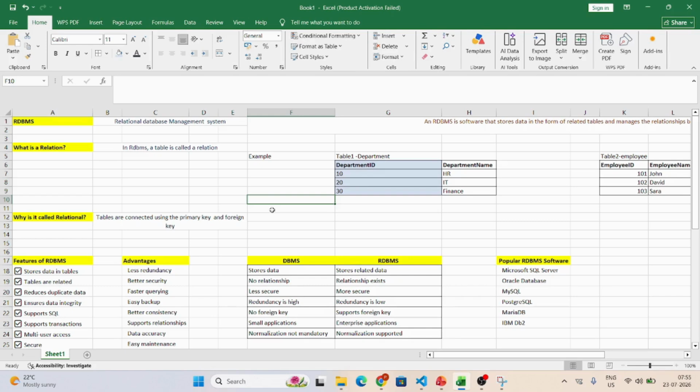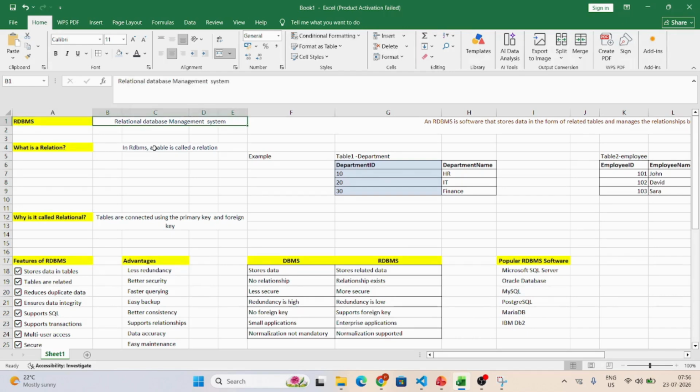Today we will learn about RDBMS. Before understanding RDBMS, remember what DBMS does? DBMS stores data and manages data, with no mandatory relationships between tables. After that, we'll come to the RDBMS.